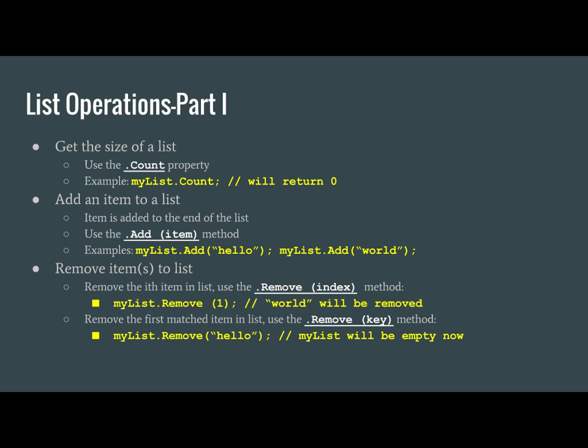Do you have questions? Yeah. Okay, so for myList.Remove(1), what if you had a list of integers? How would it tell the difference between 1 as an index and 1 as an integer? That's a good question, and my answer is I don't know. Okay. I'm sorry, I'm not a C# expert.